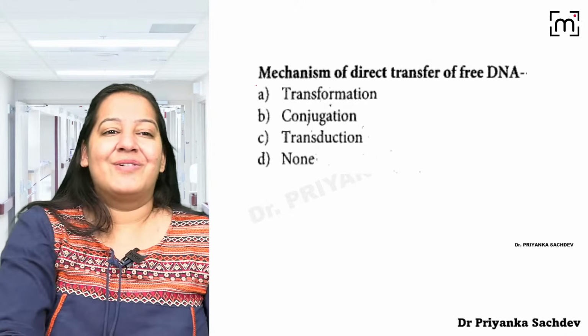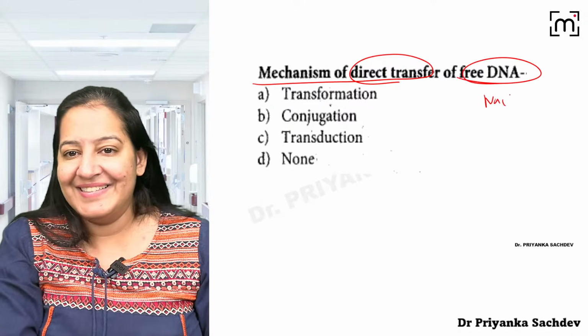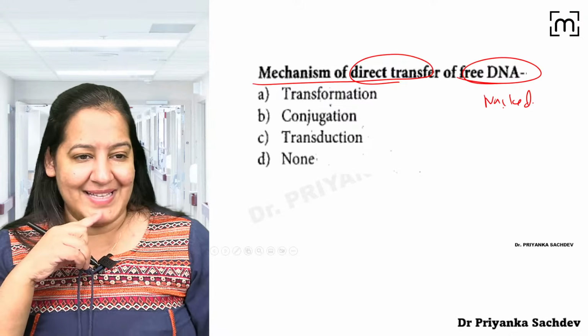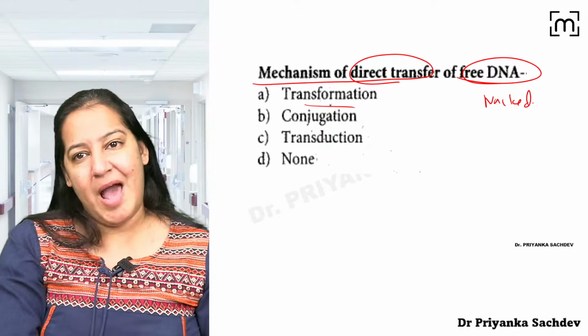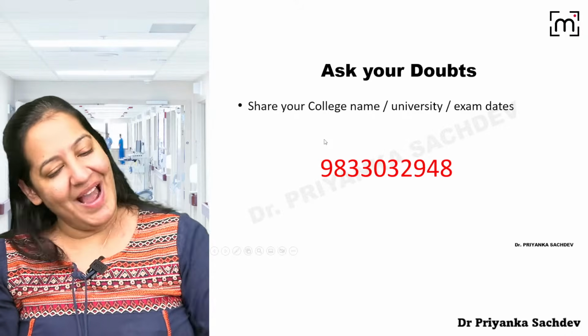Okay. Now tell me the mechanism of direct transfer of free DNA, naked DNA. Naked DNA means? Yes, you all are right: transformation. Absolutely right. And the experiment is the Griffith experiment, right? So I am done with it.